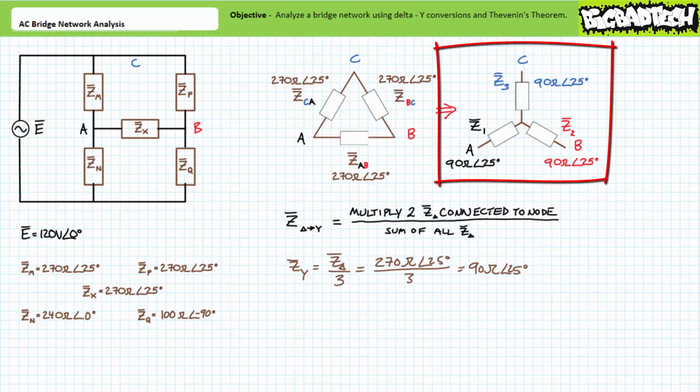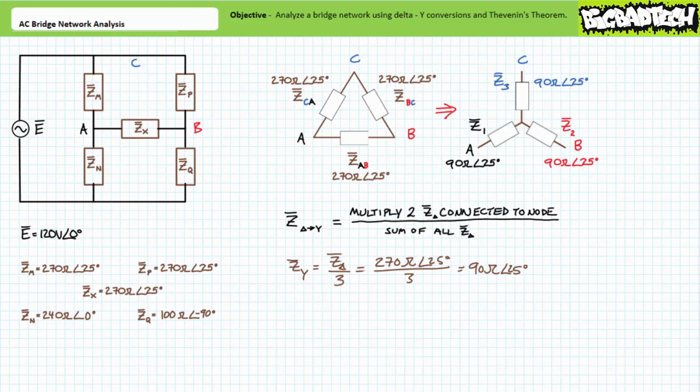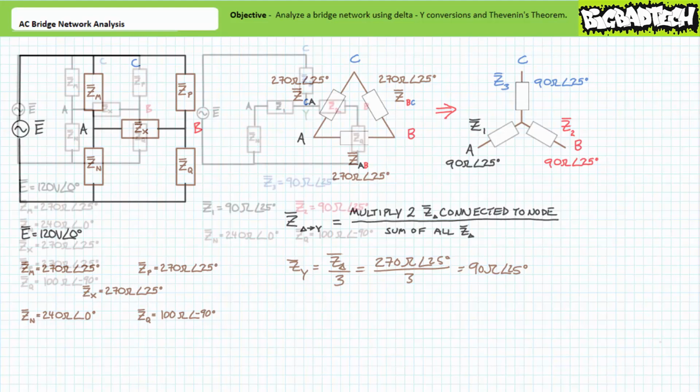Y impedance Z1 is 90 ohms at an angle of 25 degrees. Y impedance Z2 is also 90 ohms at an angle of 25 degrees. And Y impedance Z3 is also 90 ohms at an angle of 25 degrees. Ideally, we should be able to swap out this new Y configuration with our earlier delta configuration, and the bridge circuit should be none the wiser to the substitution.